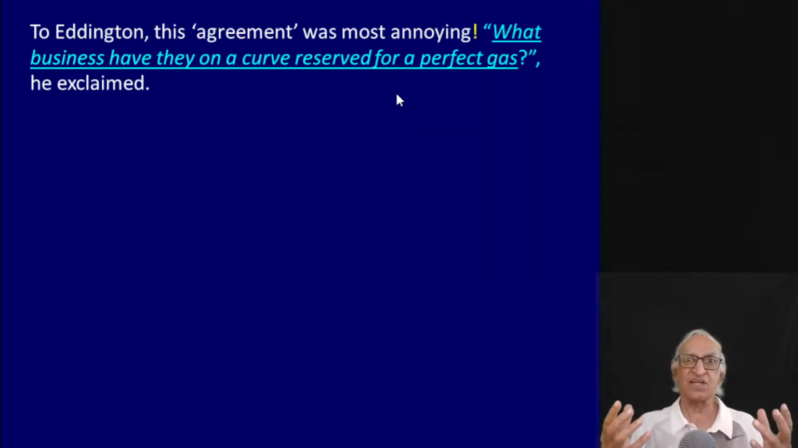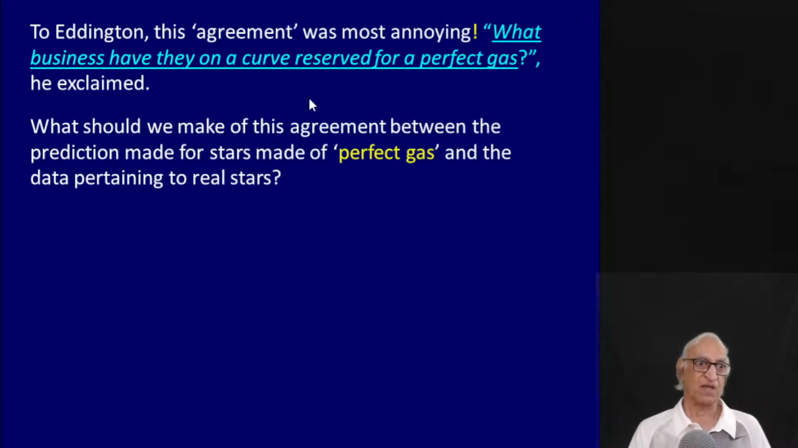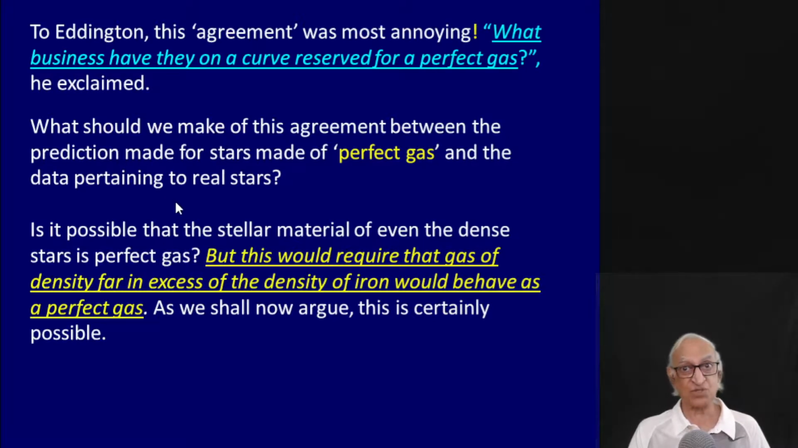Whoever said that the real stars' gas obeys Boyle's law? Why shouldn't they? Well, he said, what should we make of this agreement between the prediction made for stars made of perfect gas and the data pertaining to real stars? Is it possible, he asks, that the stellar material of even the dense stars is perfect gas? But this would require that gas of density in excess of the density of iron would behave as a perfect gas.